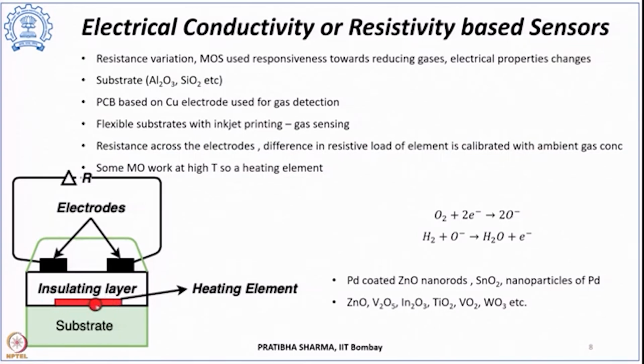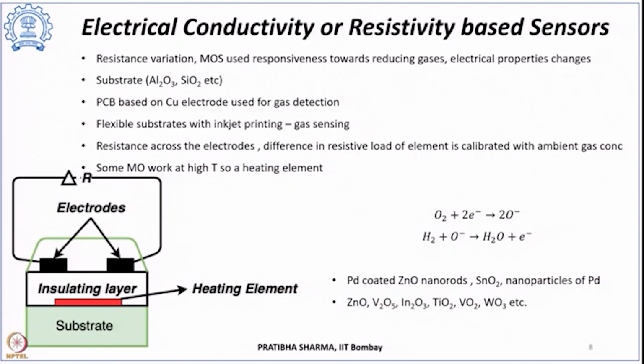This is particularly used when some of the metal oxides operate at a higher temperature. So this heating element is being provided. Then there are interdigitated electrodes, and above that a metal oxide layer is present. Now the resistance between these two electrodes, or the current between them, is being measured, and this is calibrated. So this change in the resistance is calibrated against the hydrogen gas concentration.